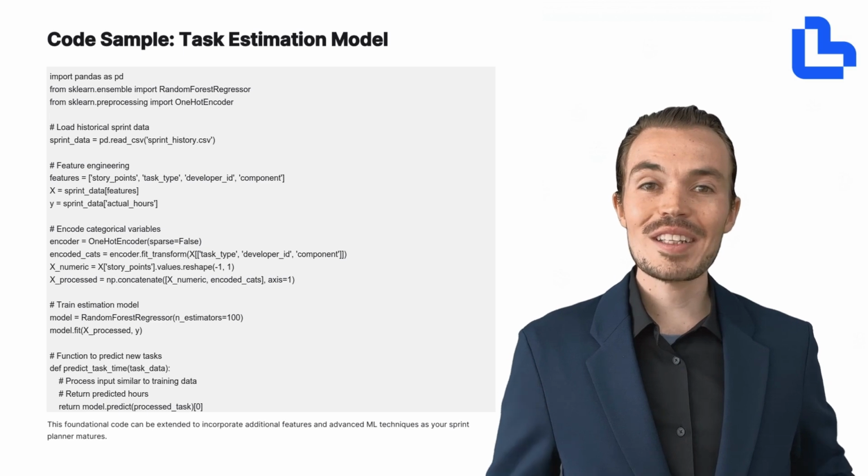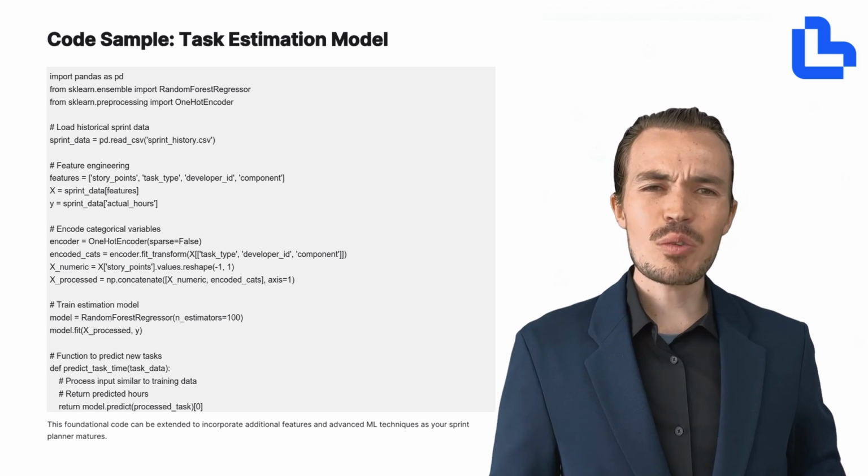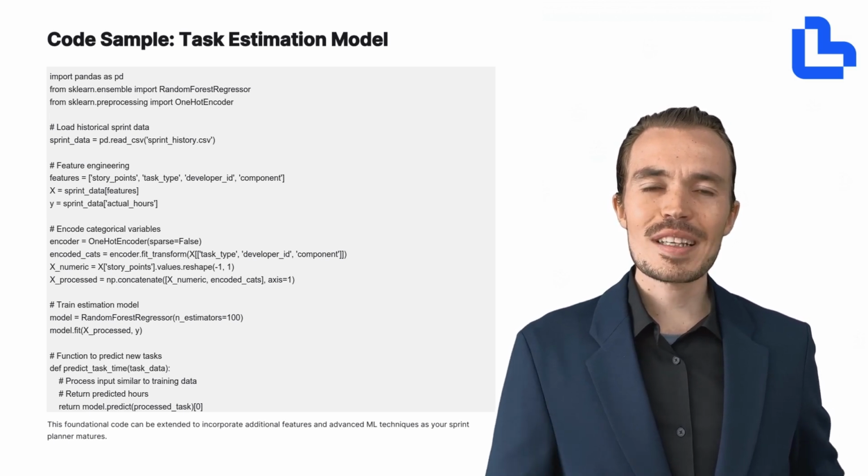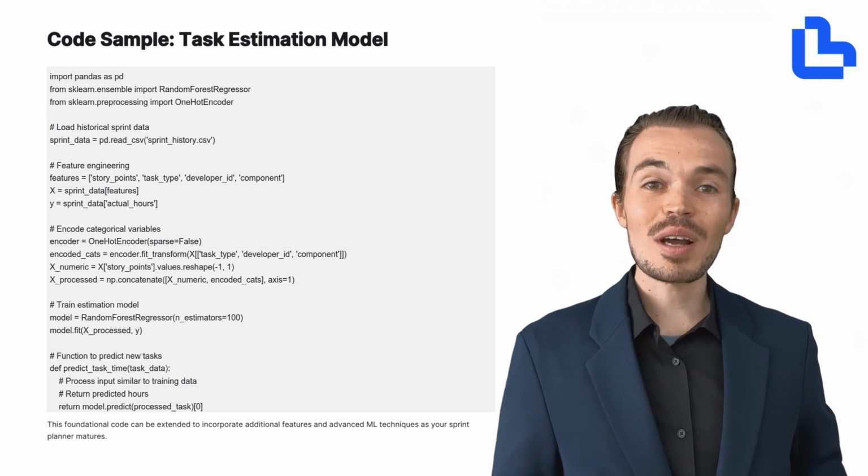This slide presents a code sample for a task estimation model, which can be used to predict the actual hours required to complete a given task. The model is built using historical sprint data, with features like story points, task type, developer ID, and component.